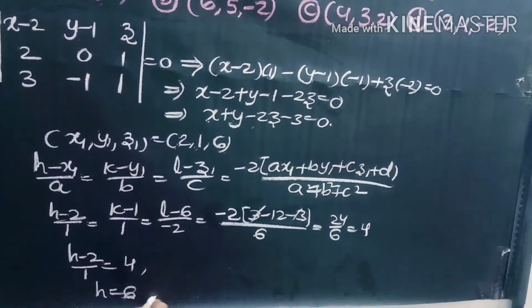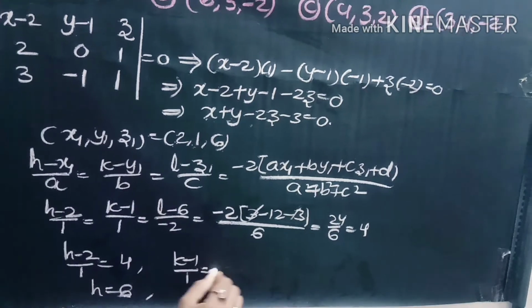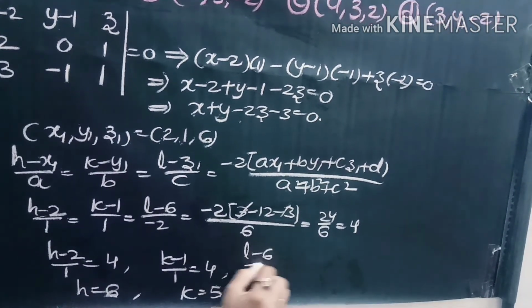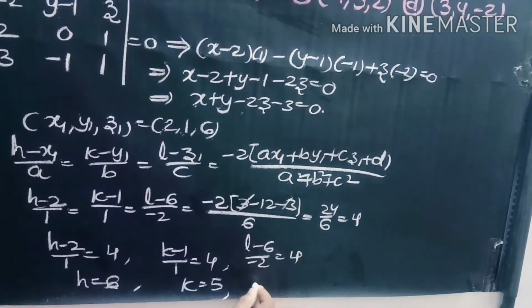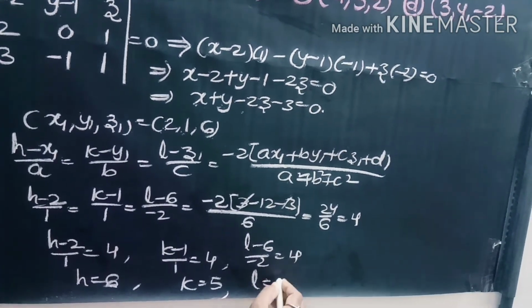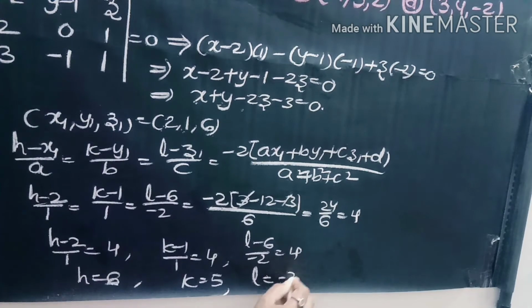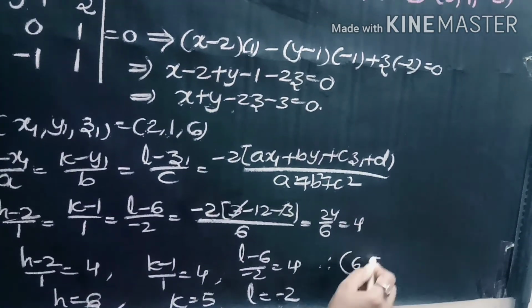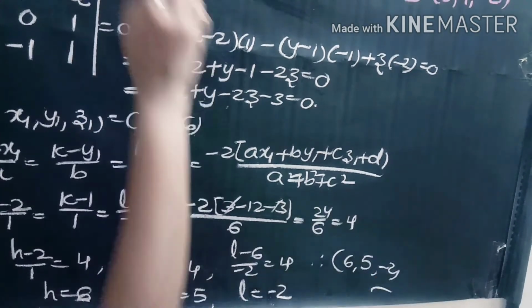And k minus 1 by 1 is equal to 4. Then k is equal to 5. And the last value, l minus 6 by minus 2 is equal to 4. Then l is equal to minus 8 plus 6, that is minus 2. Therefore the value of the image is equal to (6, 5, minus 2), which is the second option.